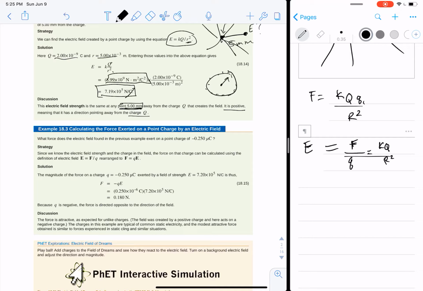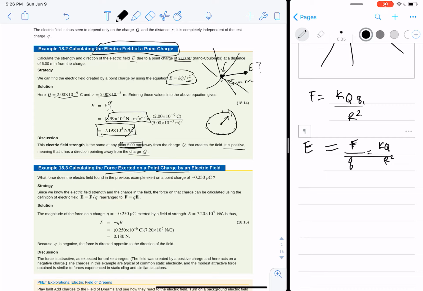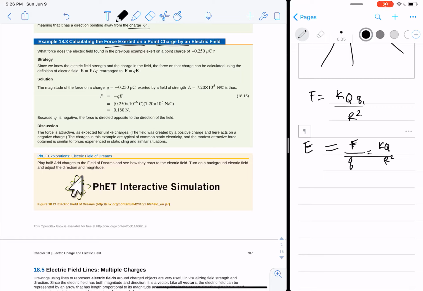Okay, let's do example 18.3. We want to calculate the force exerted on a charge by an electric field. So if we go to this previous question, all we did was determine the electric field. Now what we're doing is we're dropping in another charge at that point and determining what the force on that charge is. So the question is, what is the force exerted on a point charge of 0.250 microcoulombs? A micro is times 10 to the minus 6 coulombs. So we're going to do the same thing here. We're going to take the electric field we just calculated, and multiply it by this charge, 0.250 microcoulombs, and that'll tell us the force that this one experiences.